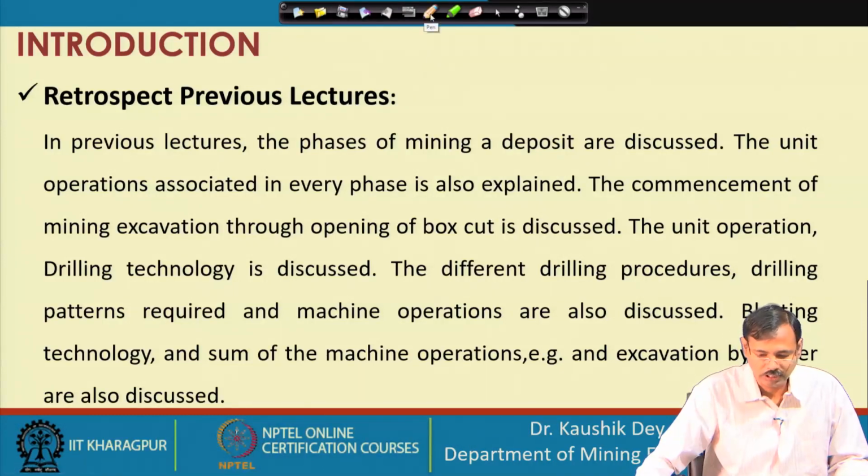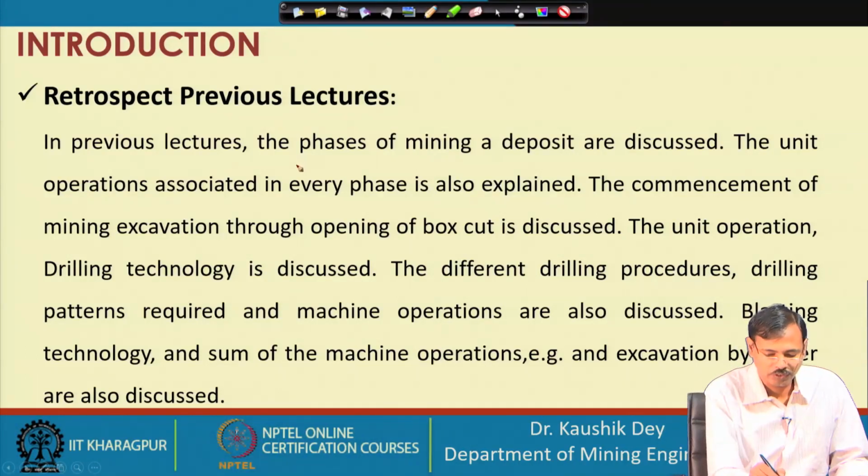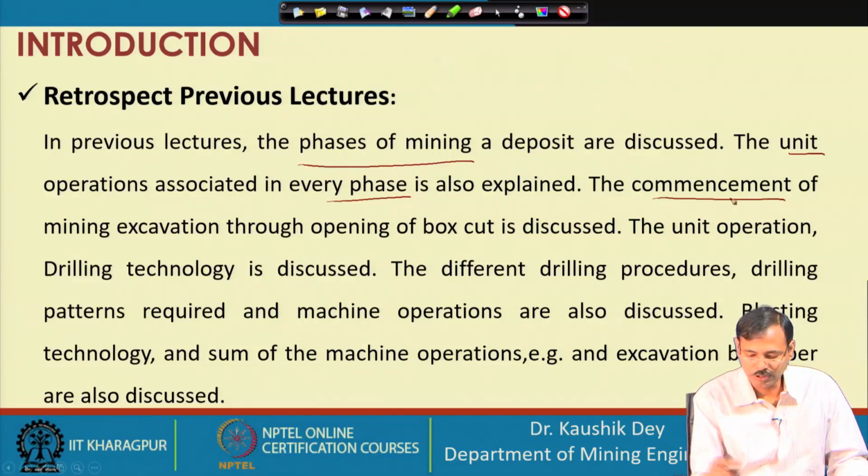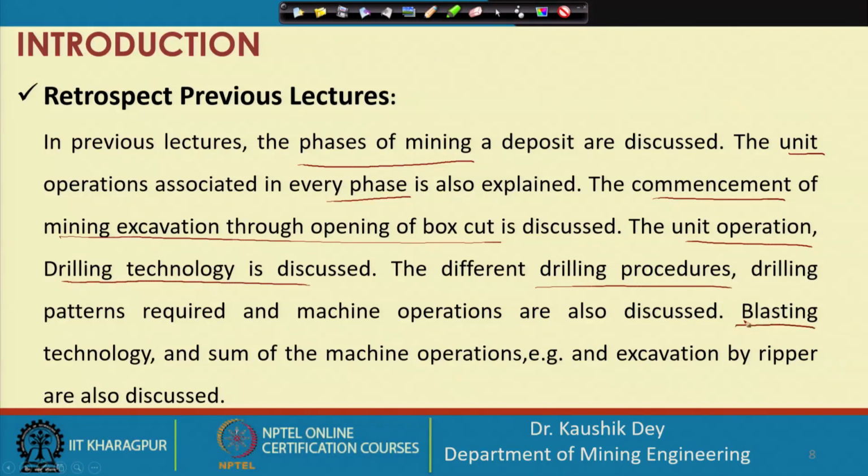Let us retrospect what we have covered previously. We have covered the phases of surface mining. We have also covered the unit operations pertaining to each phase, and we have studied the commencement of surface mining using the box cut. Unit operations like drilling technology, different drilling procedures and blasting procedures were discussed, and along with that we have also covered the excavation by reaper in the last few classes. So far we have covered up to this.